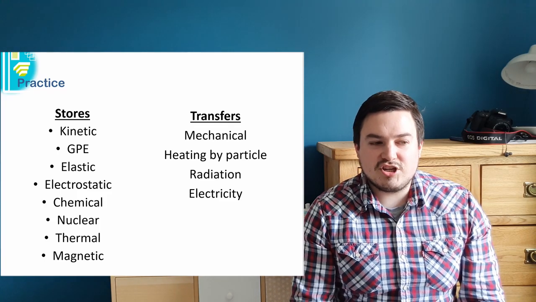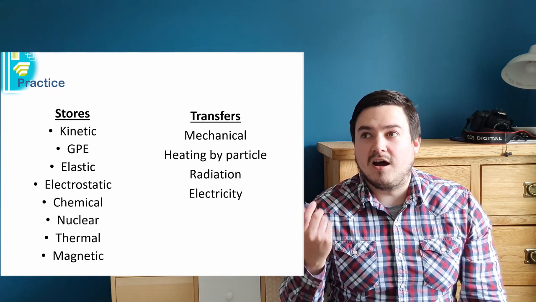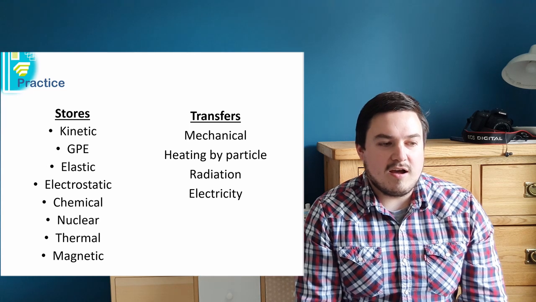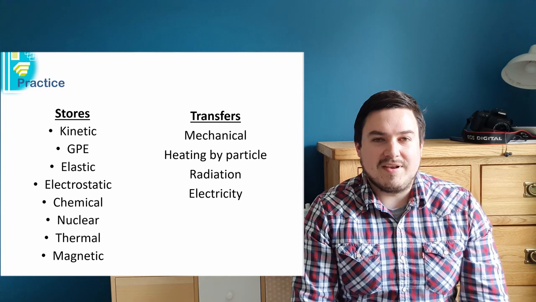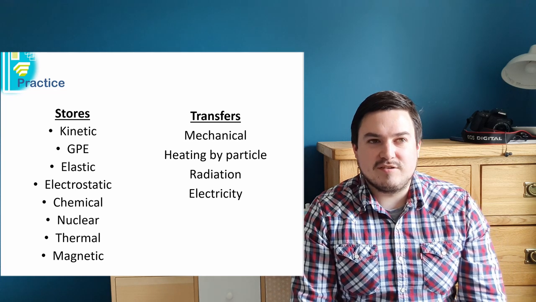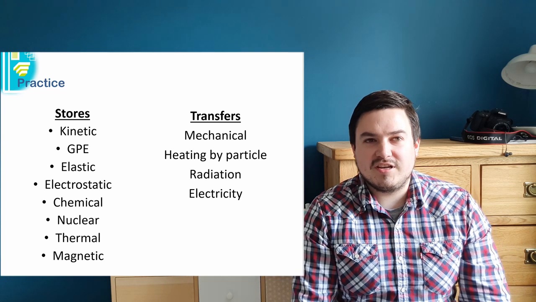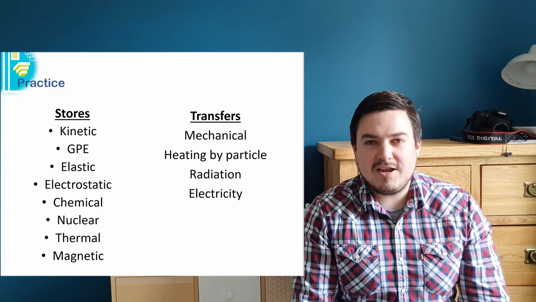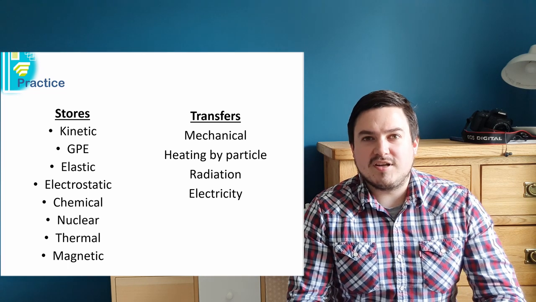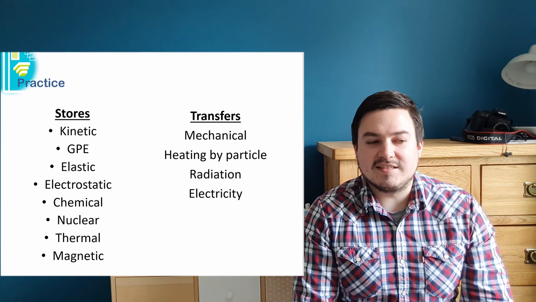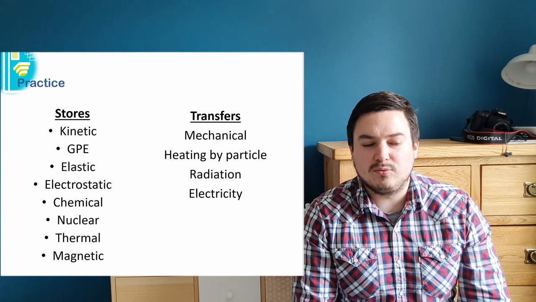I've placed the answers to the starter then here. The different stores of energy are kinetic or movement energy, gravitational potential energy, or the energy in things that are off the ground, elastic potential energy, the energy in things stretched or twisted. We have electrostatic energy, the energy in attraction between things that are oppositely charged. Chemical energy is the energy stored in chemicals. Nuclear energy is the energy stored inside the nucleus of an atom. Thermal or internal or heat energy is the energy stored in things that are hot. And magnetic energy is the energy stored in things that are in attraction because of their opposite poles.